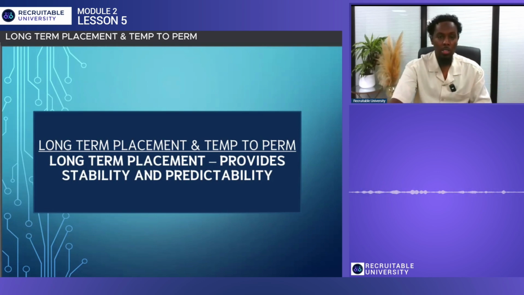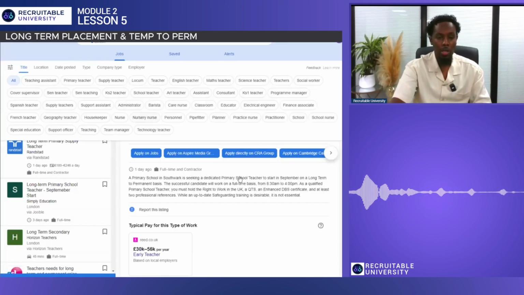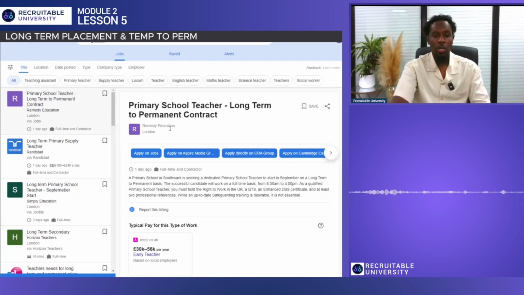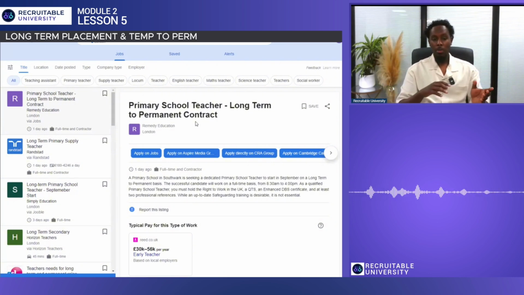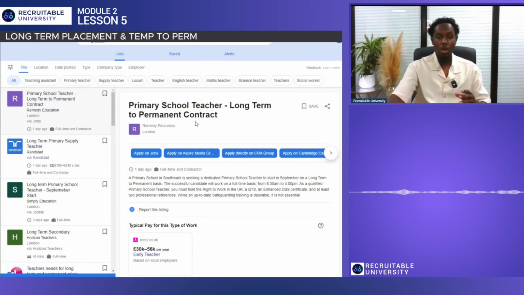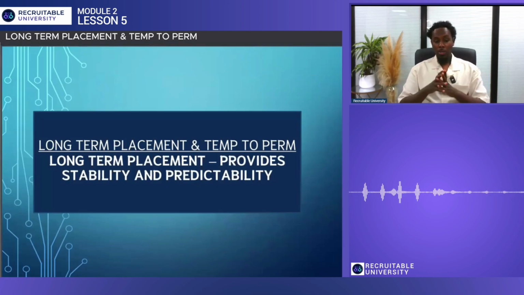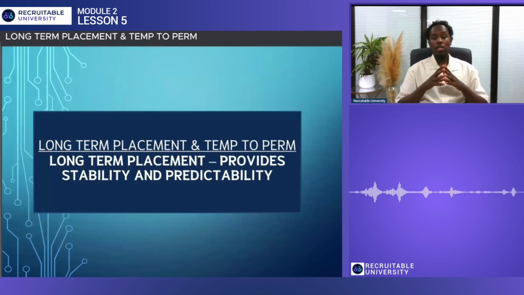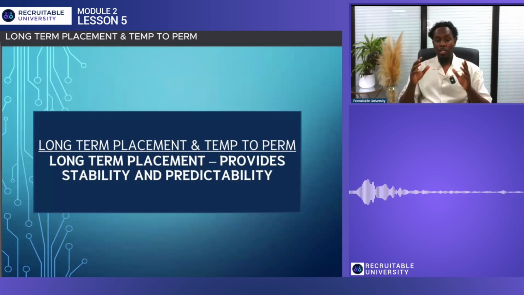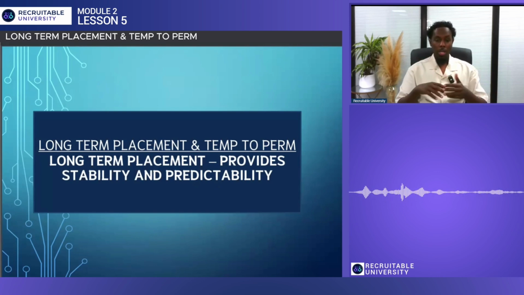So if we look at some vacancies over here, okay, we've got a primary school looking for a teacher, long term to permanent contract. So having someone on a long term, eventually switching them over to a permanent member of staff. So long-term placements, why clients like it, or why some clients will say to you, I'm looking for someone long-term: it provides stability and predictability.